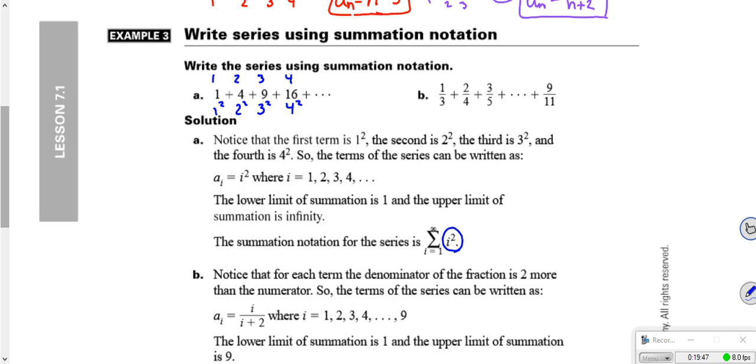Now they're using an I instead of an N. It really doesn't matter what you use. But they've got this summation notation here, okay? And notice down here your lower limit, they're starting with I equals 1. You've got to have a starting point, and typically it is a 1, but it doesn't have to be. You can actually start with whatever number you pick, but you certainly have to name it, okay?